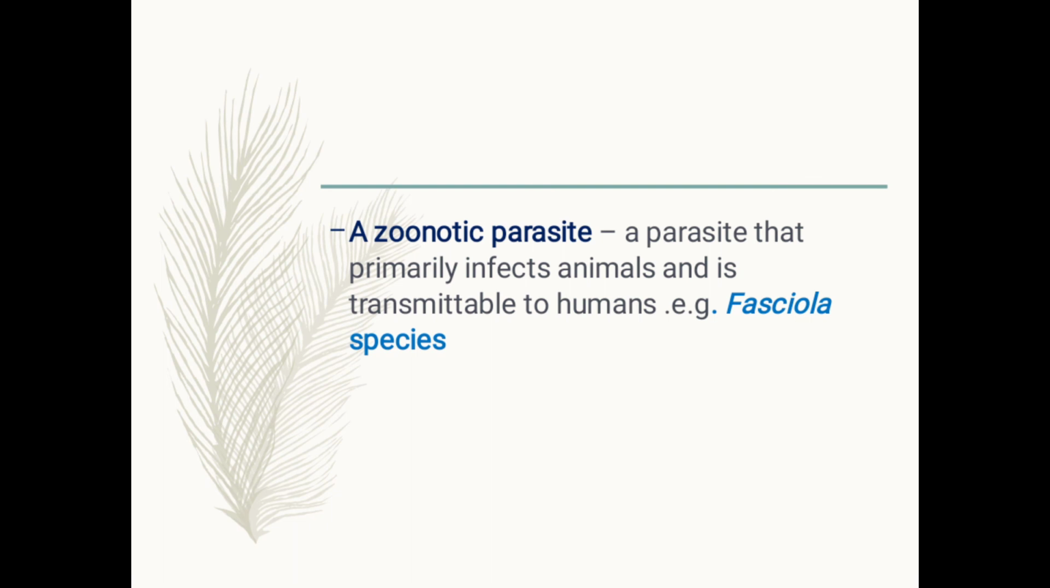Then we have the zoonotic parasite. From the word zoo, a zoo is a place where animals live. So these are parasites that primarily infect animals and are transmittable to man or human beings. An example is Fasciola species.